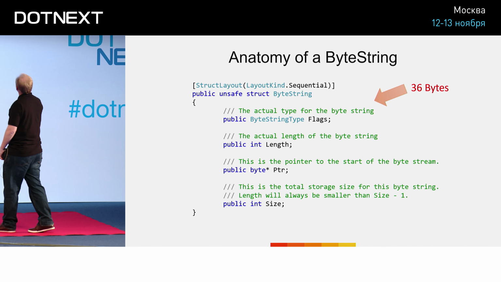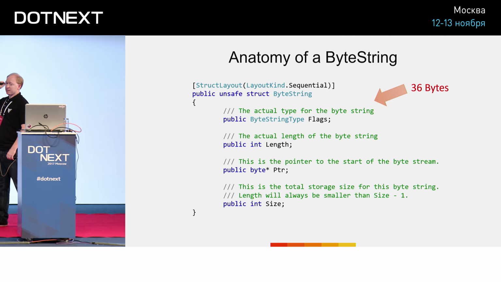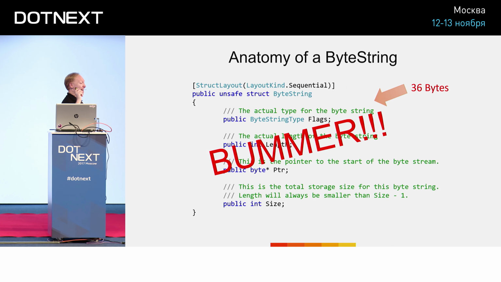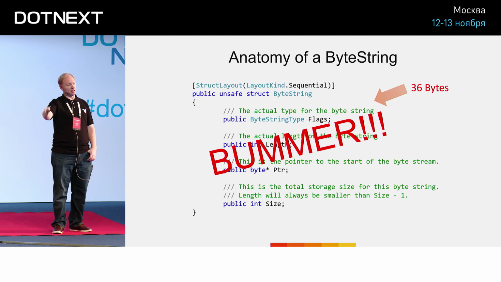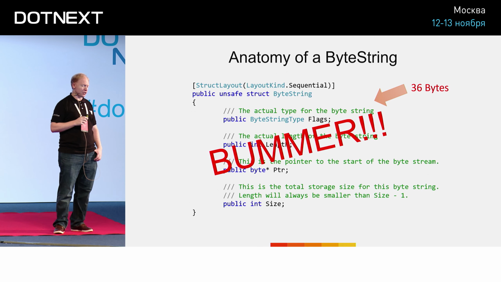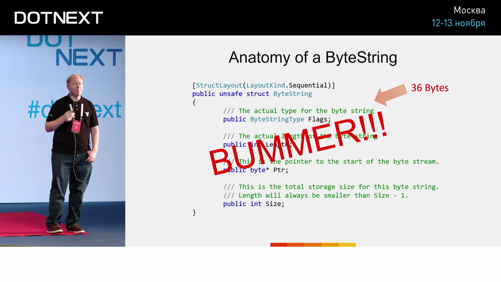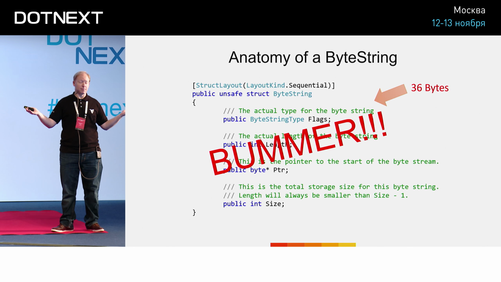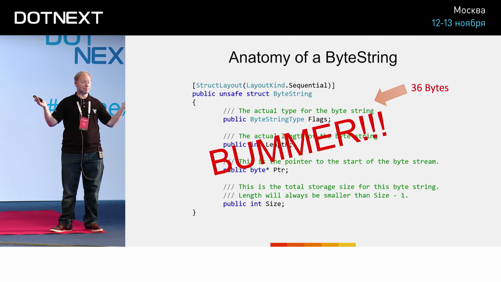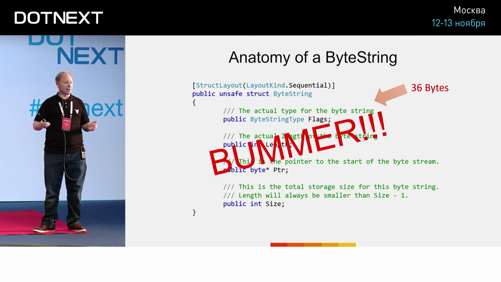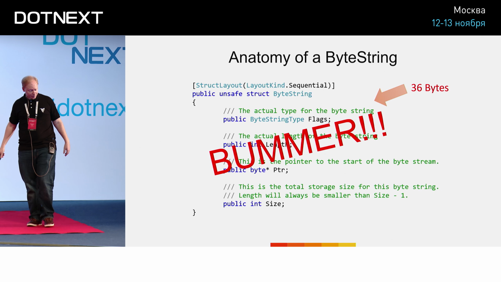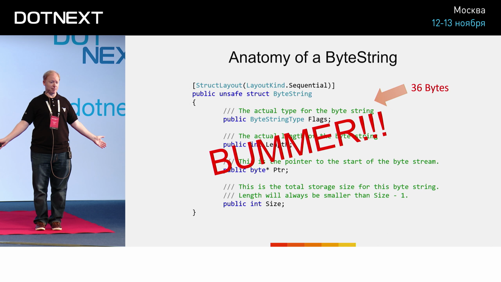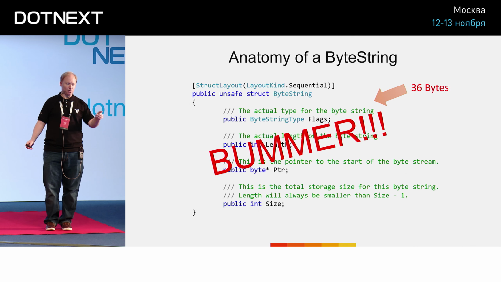So this thing has a problem. This is 36 bytes. That means that whenever I have to move a byte string, passing it as a parameter or returning it from a function call, I'm going to be copying 36 bytes. You know, in assembler, how big is a register? 8 bytes. That's a long. How big is the biggest common register that we have? The SIMD registers. 32 bytes. So we are in trouble.